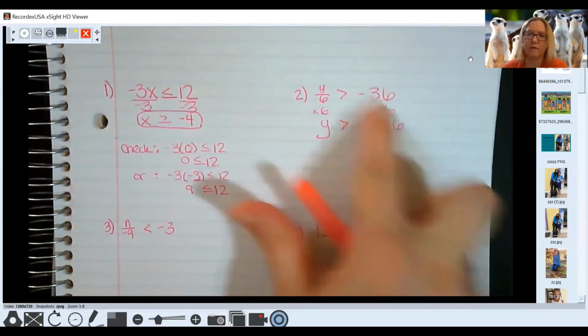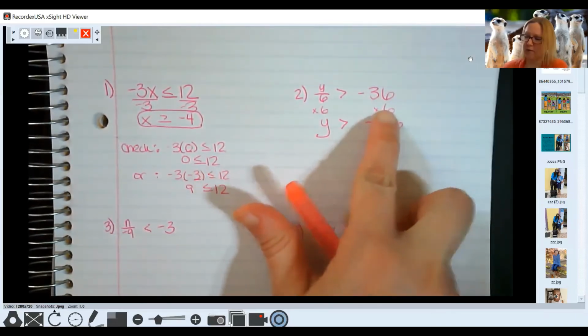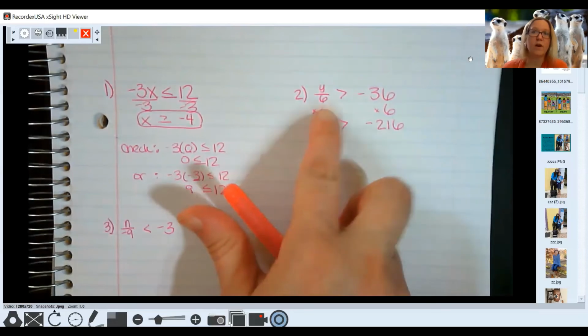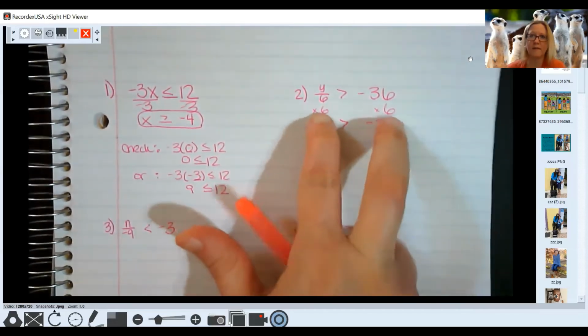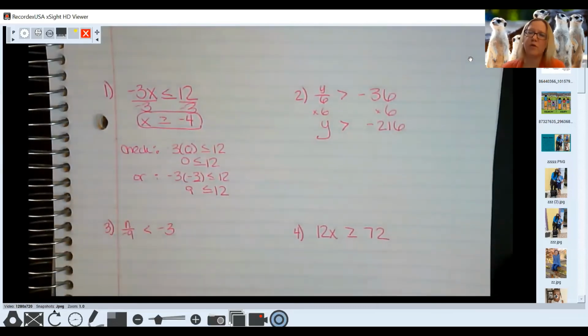So I don't care what was over here. Okay, the number that started on the same side as the variable was positive. We multiply both sides by a positive, so the symbol's going to stay the same. We only reverse if we are multiplying and dividing both sides by a negative.